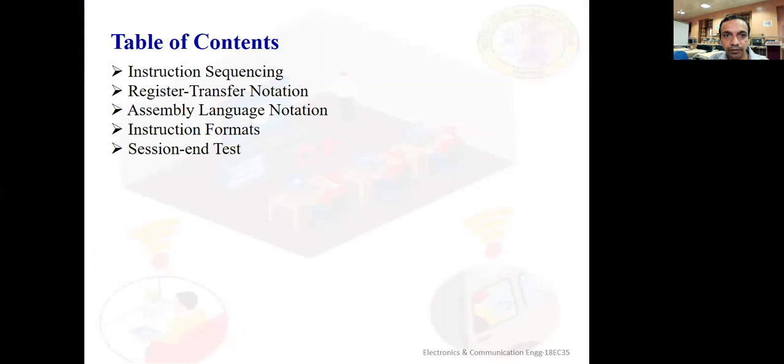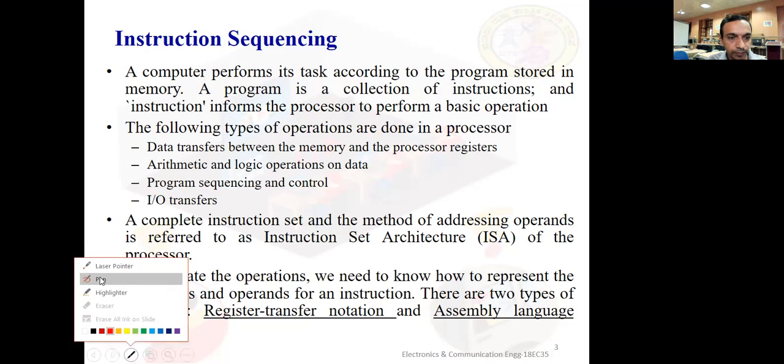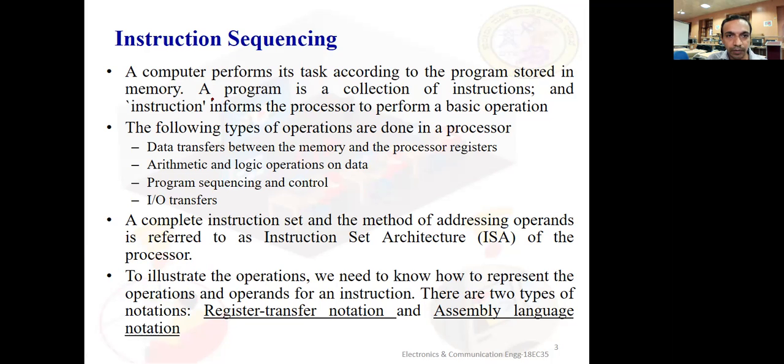Now we'll concentrate on how we write instructions and programs and store them in memory, and what the different notations available for doing this are. As we know, I told you in the beginning it's a von Neumann architecture. That means a program is stored in the memory and the computer performs its task according to the program stored in the memory, right? So this is called a von Neumann architecture. And a program is a set of instructions written to perform a specific task.